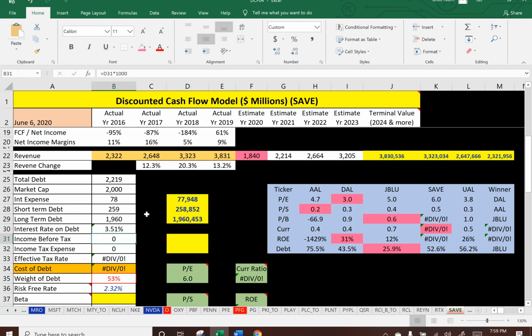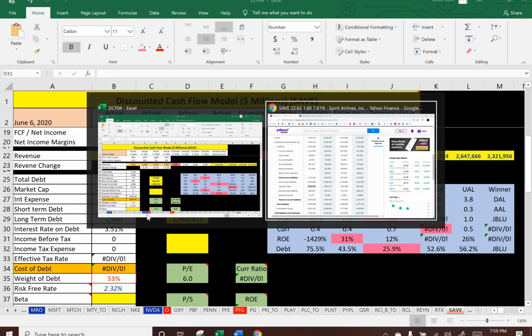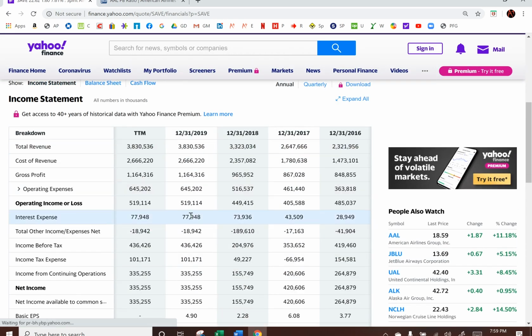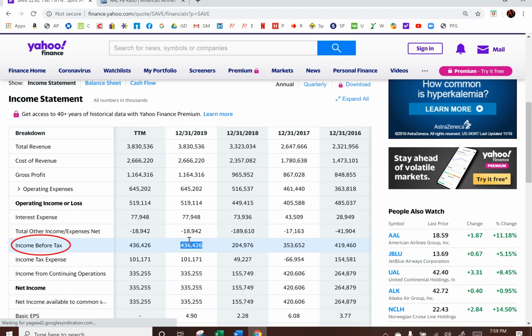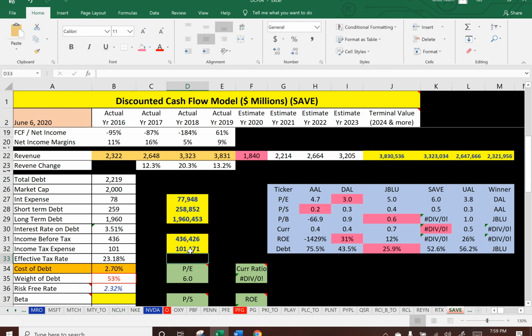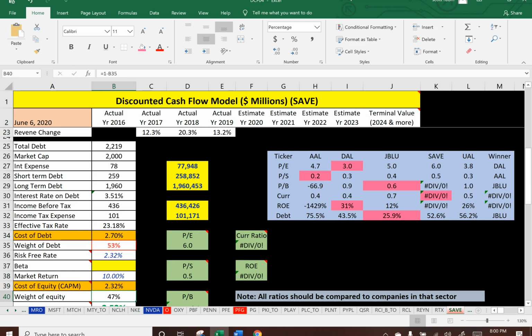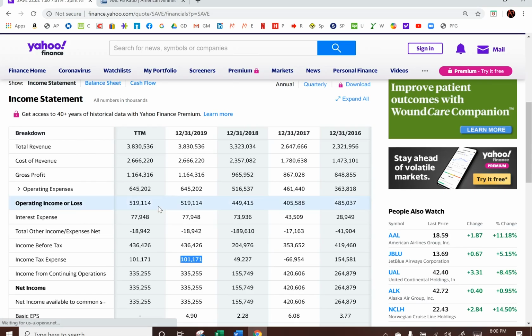So they pay 3.5% interest on the debt, but interest payments are tax deductible. So let's get their effective tax rate. So income before tax and income tax. So the cost of the debt is 2.7%, but more than half of the capital structure is debt, 53% debt. So that's pretty leveraged. But let's move on. Let's figure out that cost of equity.